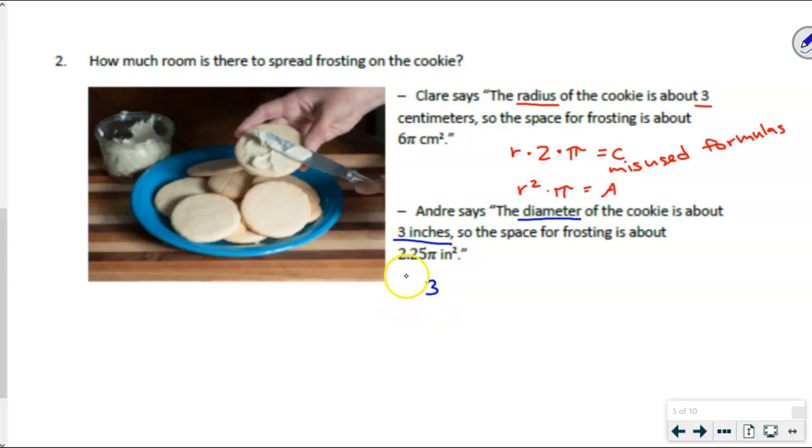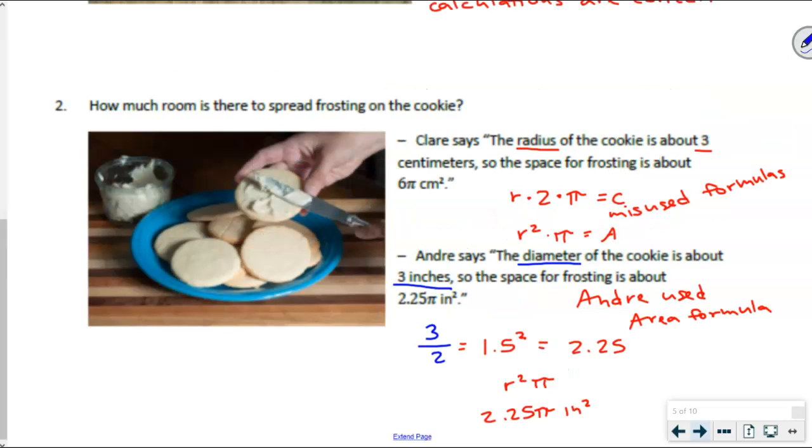Double check that. What would the radius divided by 2 be? Sorry, yeah, the diameter divided by 2. And what is 1.5 squared? Yep. What is 1.5 squared, Gideon? Yeah, it is 2.25. So, taking that radius squared, multiplying it by pi, would we get 2.25 pi? Yeah, we would. So, Carter, have you changed your mind? Who do you agree with? Andre. Andre did the correct formula. All right, let's move on.